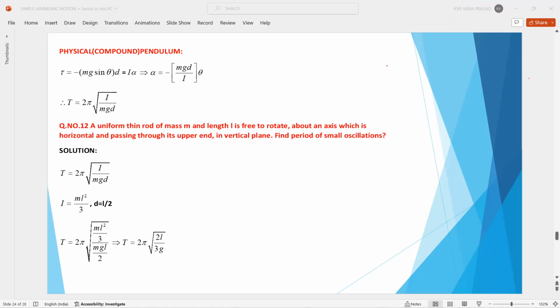Let us take a diagram here. It can be any shape. It is fixed somewhere here. Assume that it is in equilibrium position initially. Equilibrium means the center of mass must be exactly below the point of suspension. This is the first condition. Center of mass must be exactly below the point of suspension.